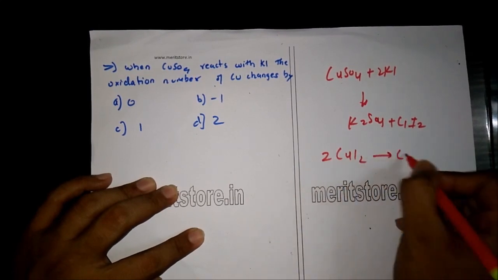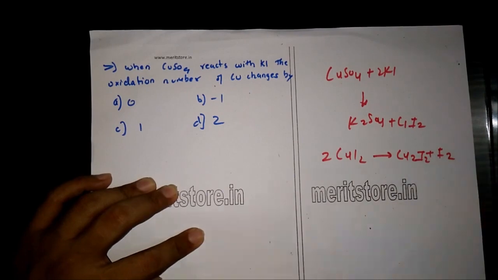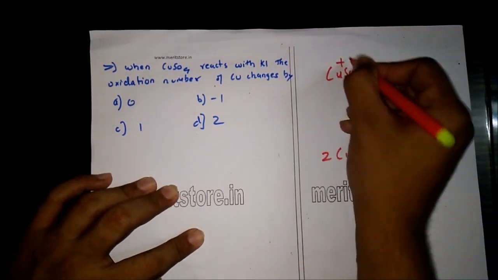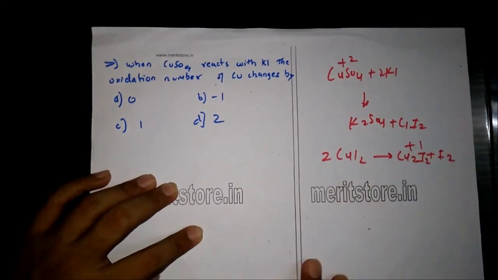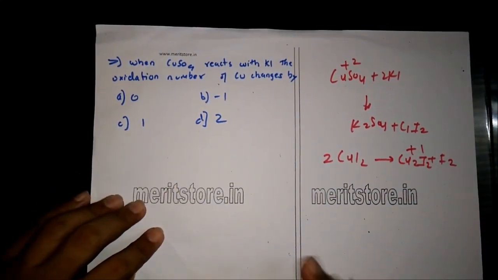2CuI2 gives Cu2I2 plus I2. Here the oxidation number of Cu changes from plus 2 to plus 1. Therefore, the change in the oxidation number is 1, which is the correct answer, which is option C.